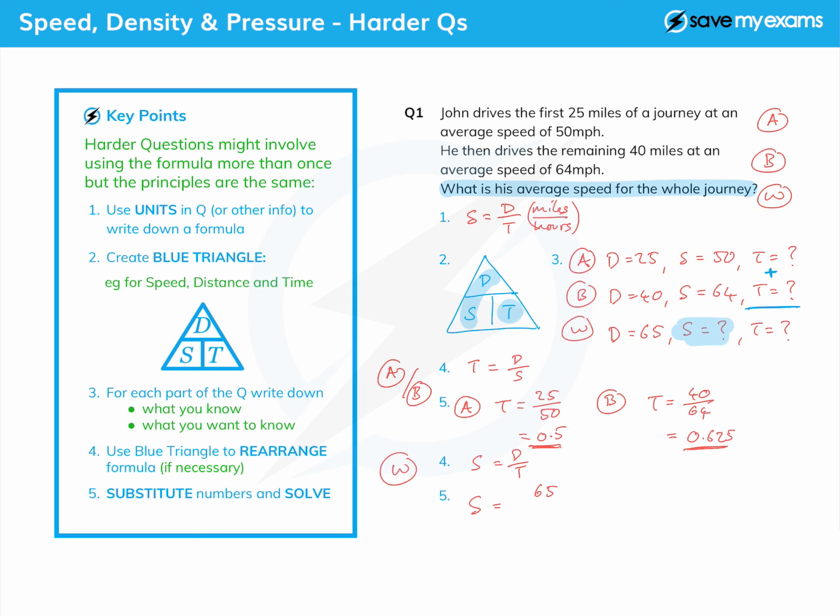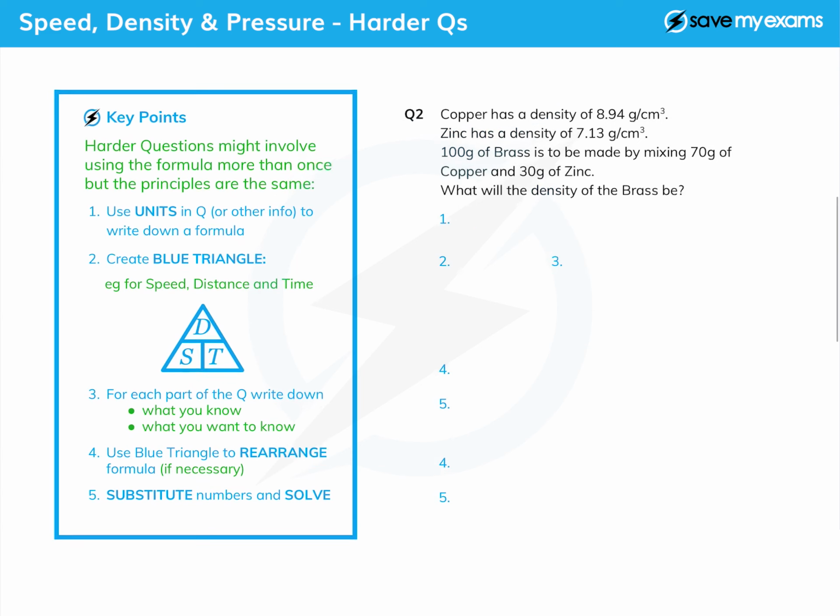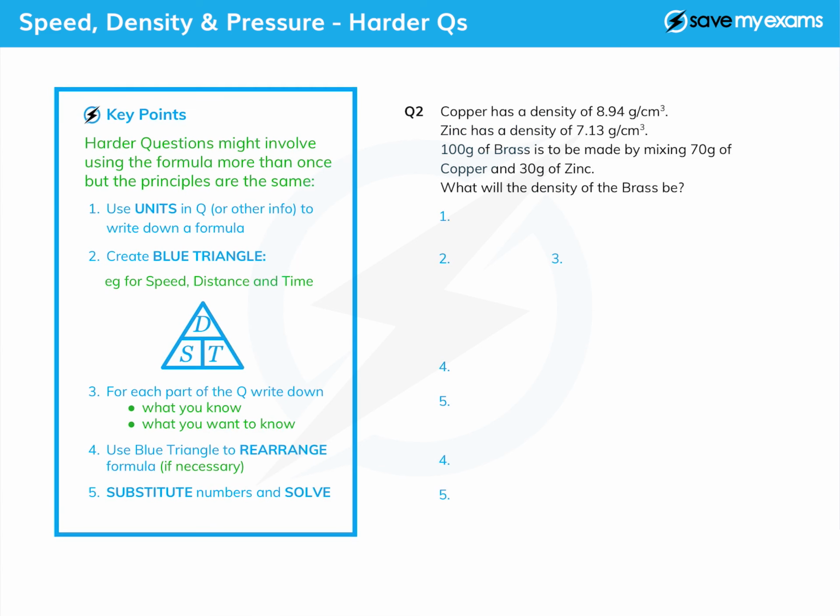The distance is 65 and the time is, well, I'm going to leave it as 0.5 plus 0.625. And if I stick all of that into my calculator, I get 57.8 miles per hour. And that is how you do that. Right, let's look at another question on a different topic, but with the same principles.